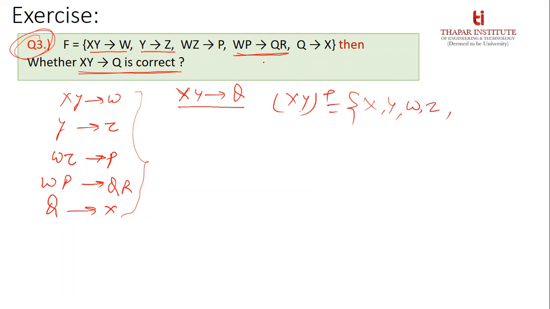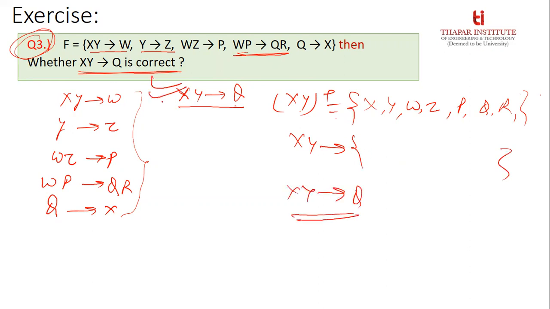Z आ गया. नेक्स्ट चेक करो WZ ऑलरेडी है तो PB आ जाएगा. नेक्स्ट चेक करो WP है, देन QR आ गया, QR आ गया. देन चेक करो, अब तो सब कुछ आ गया, XB आ गया ऑलरेडी है. तो यू कैन सी द डिपेंडेंसी XY टेंस टू Q इज प्रिजर्विंग एज XY टेंस टू ऑल दीज आ जाएंगे ना, ये सब आ जाएंगे तो इसमें XY टेंस टू Q भी होगा ना. सो दैट्स व्हाई दिस इज करेक्ट.